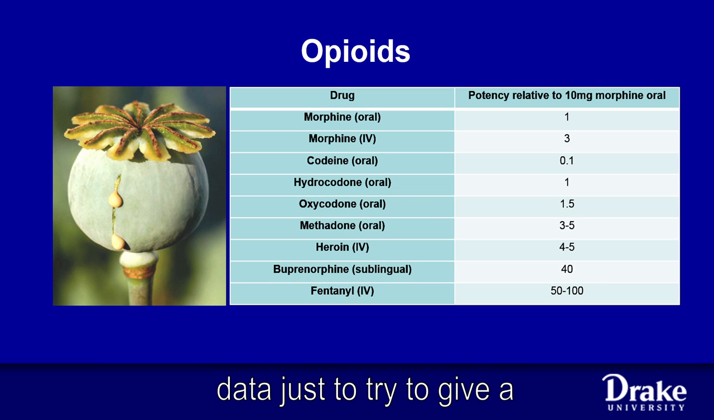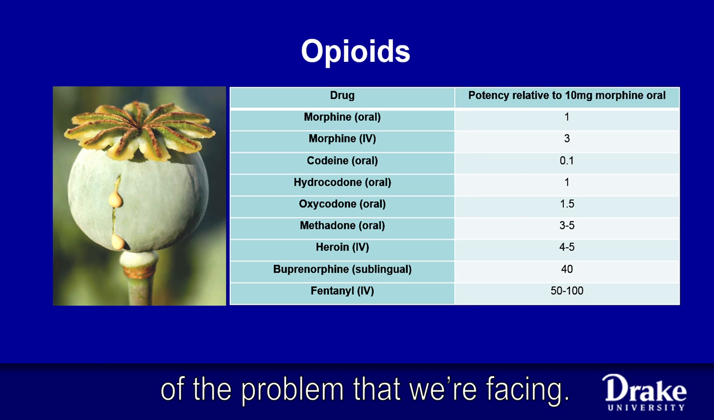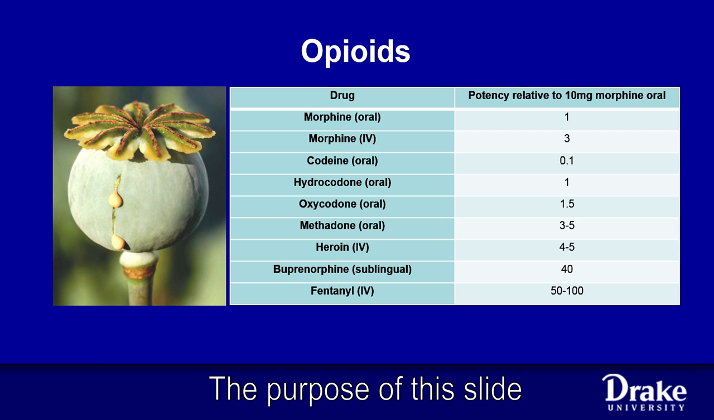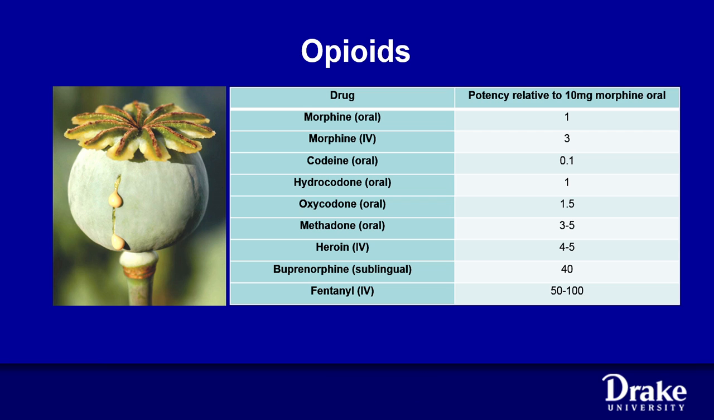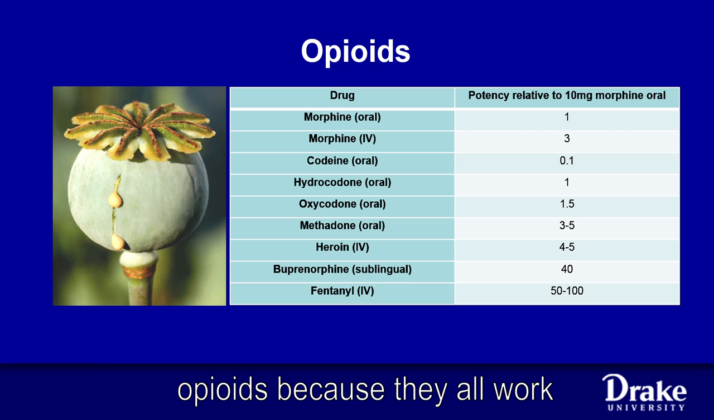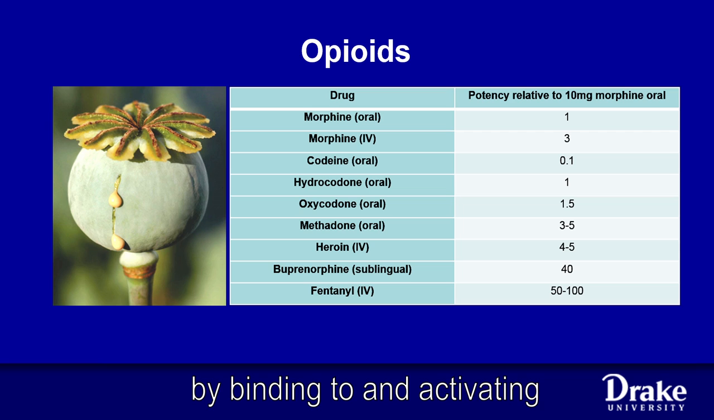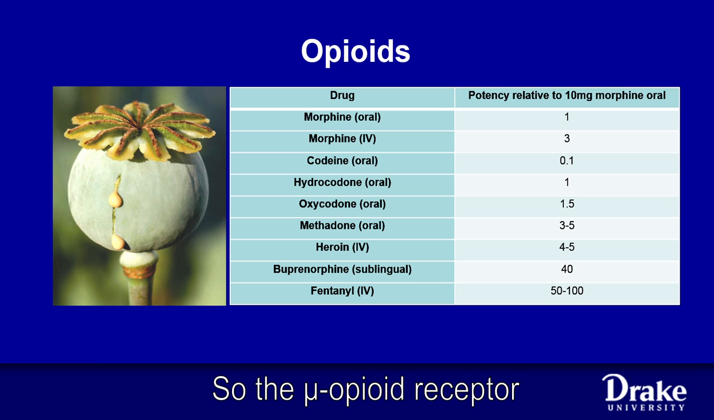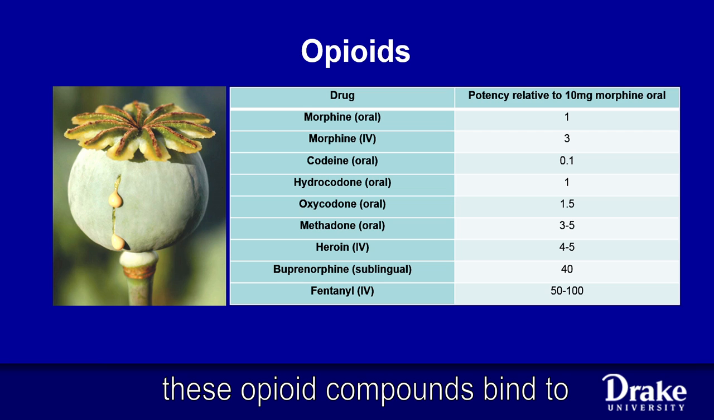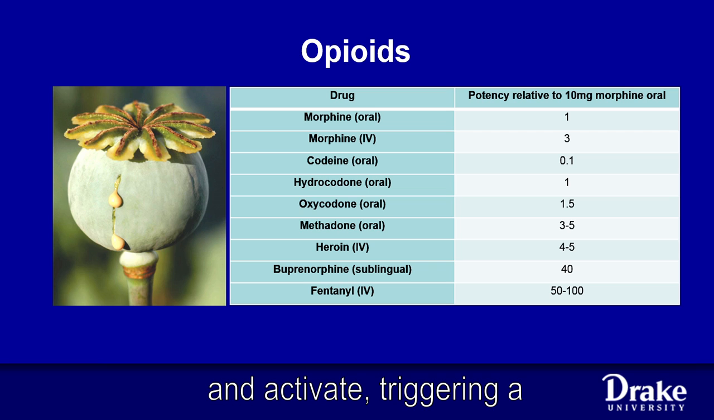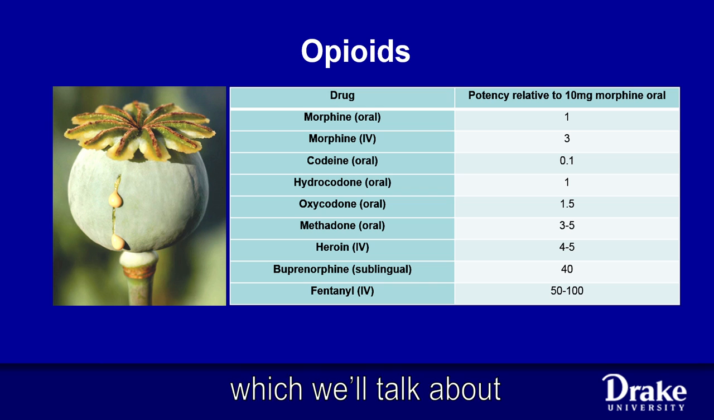All right, so those are some data just to try to give a general idea of the scope of the problem that we're facing. The purpose of this slide is to remind us what the opioids are. The term opioid is used for any substance, whether it's naturally occurring, such as the morphine that's found in this sticky resin from the poppy plant, or a synthetic agent. All of these agents are called opioids because they all work by binding to and activating the so-called mu opioid receptor. So the mu opioid receptor is a receptor expressed by many neurons in the nervous system that these opioid compounds bind to and activate, triggering a biochemical signaling cascade, which we'll talk about a little bit. I won't hit you over the head with too much biochemistry. Just enough so that you can feel smart.